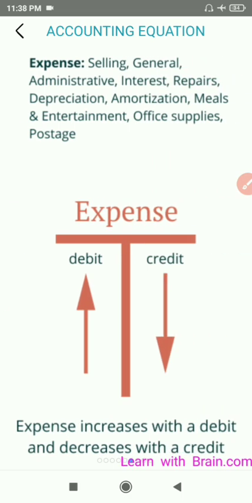Now we will discuss the expenses account. What are the expenses? Selling, general, administrative, interest, repairs, depreciation, amortization, meals and entertainment, office supplies, postage. These are all expenses. What is the accounting treatment of expenses? Debit the expenses account if it increases, credit the expenses account if it decreases.